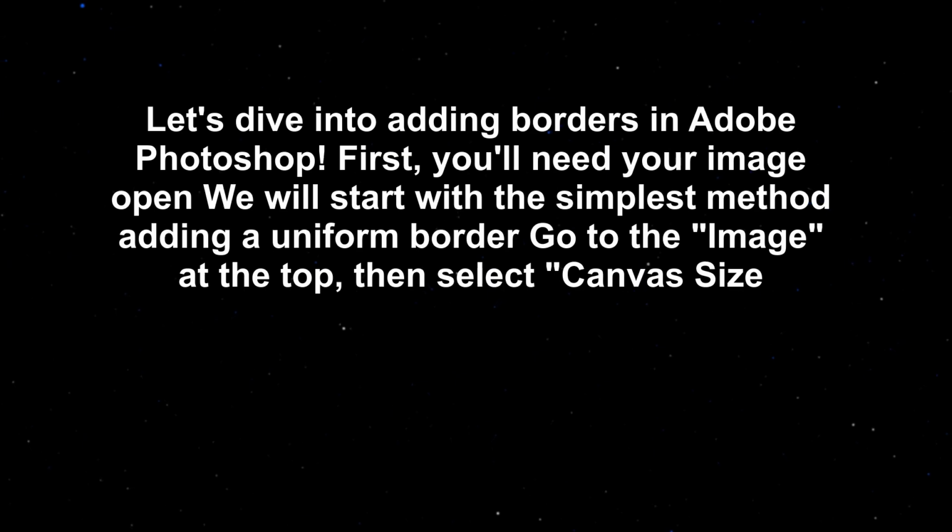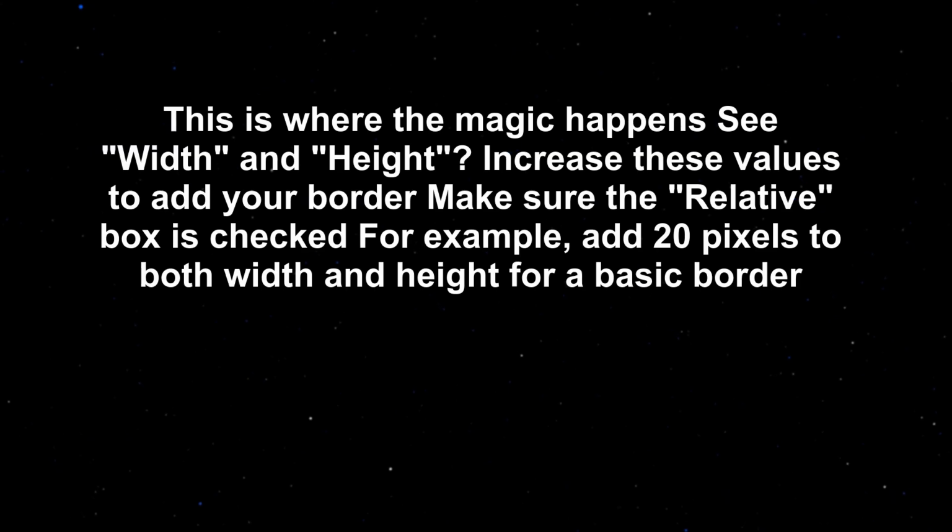Go to the Image menu at the top, then select Canvas Size. This is where the magic happens. See width and height? Increase these values to add your border. Make sure the Relative box is checked. For example, add 20 pixels to both width and height for a basic border.